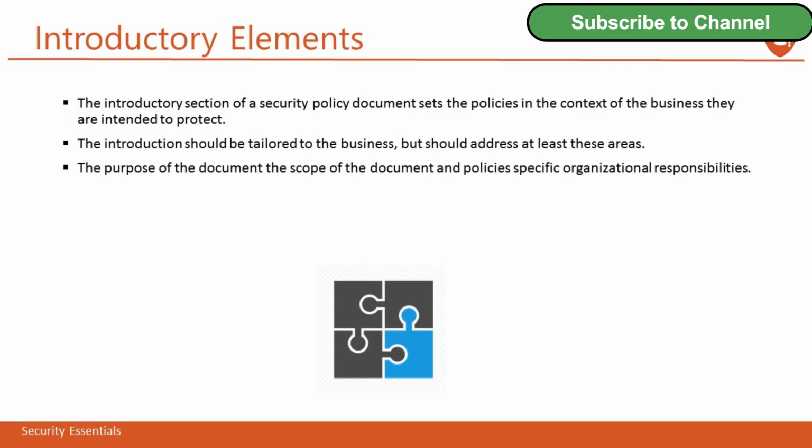We'll begin with the introductory elements. The introductory section of a security policy sets the policies in the context of the business that they are intended to protect. The introduction should be tailored to the business, but it should address at least these areas. It should address the purpose, the scope of the document, and the policies specific to the organizational responsibilities.